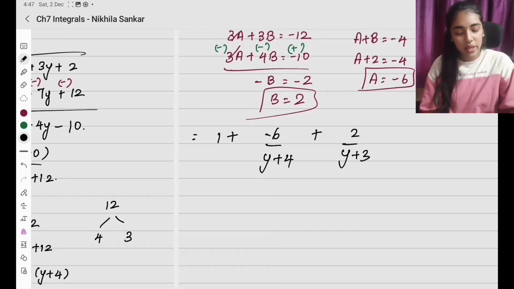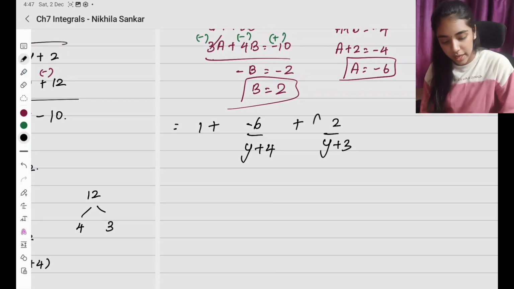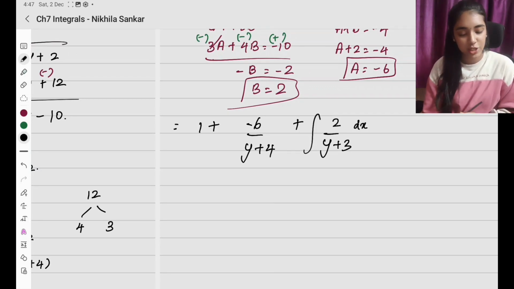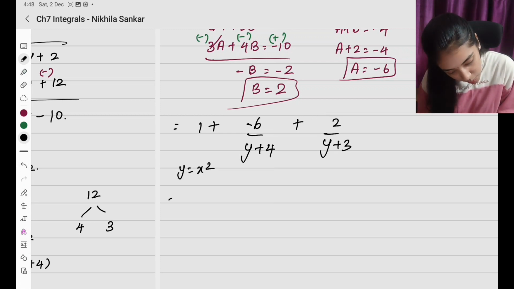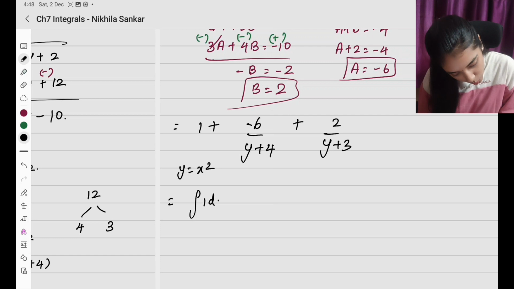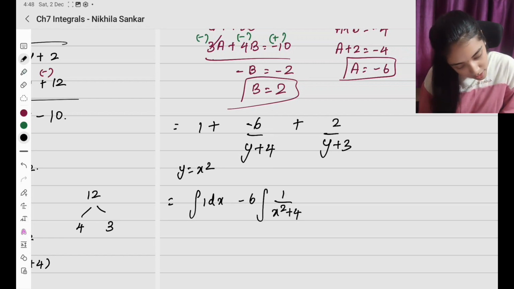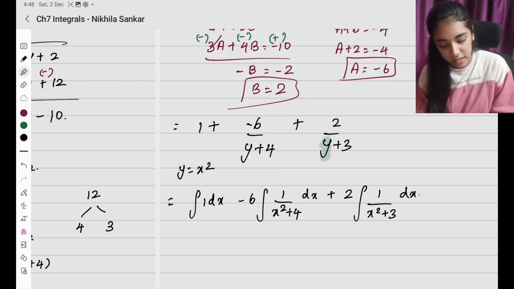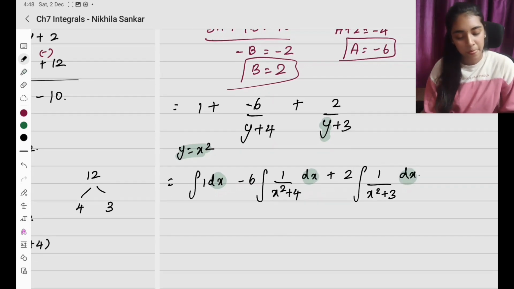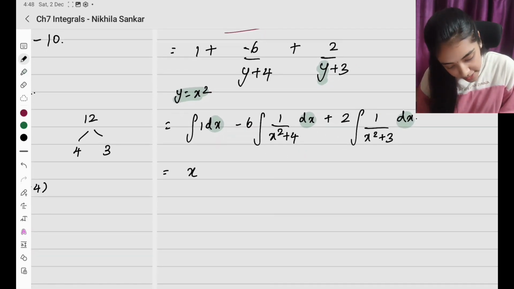Now I need to take the integral, but remember I cannot take the integral because my variable of integration is x. So I have to put back the value for y. So y equals x square. Now I can take the integral. So integral 1 dx, minus 6 I am taking outside, 1 divided by x square plus 4 times dx, plus 2 we can take outside, I have 1 divided by x square plus 3 times dx. Always remember, when you are taking the integral, you have to put back the value because the variable of integration is dx. Okay? Understood?